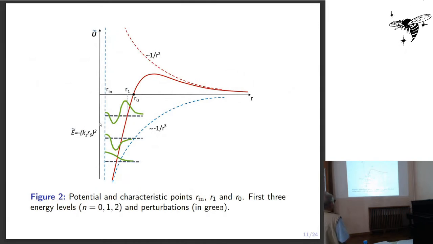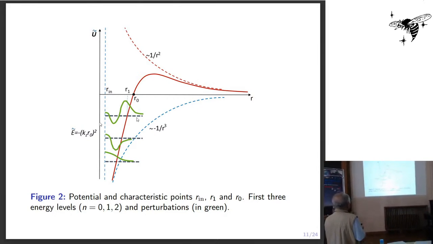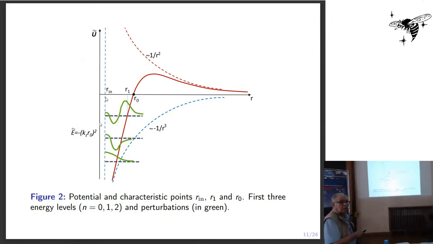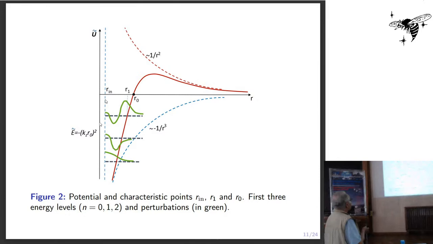Potential and characteristic points. R_in is the inner radius of the disk. R1 is the turning point, and R0 is where the potential is equal to zero. And we show in this picture the first three energy levels. As in quantum mechanics, we have discrete levels in this problem.